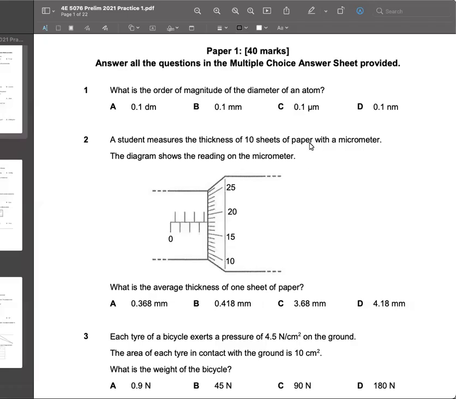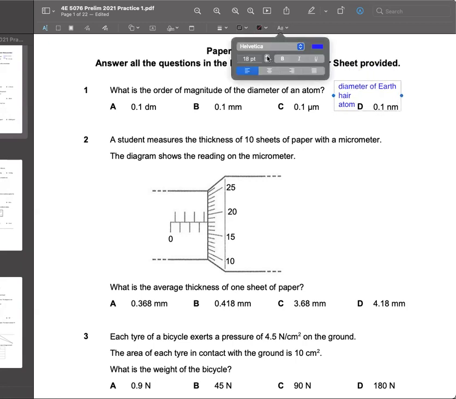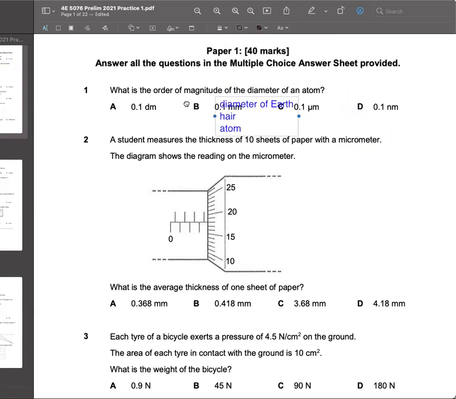All right, so let's start off. Question one. Question one is a very common, very typical question. So what's the diameter of Earth? These are some of the questions that you need to know: diameter of Earth, diameter of hair, diameter of atom. These are the typical items that they will ask you. So let's start. What's the diameter of Earth? Can you type in the chat box?